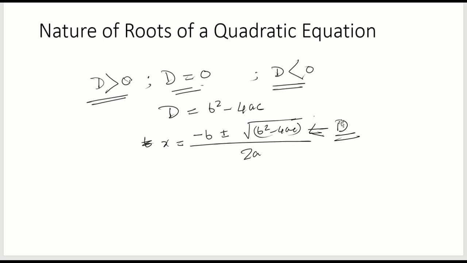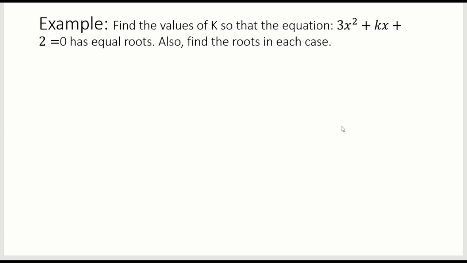Okay, let's go to the next problem. This is a similar problem. Find the values of k so that the equation 3x squared plus kx plus 2 equals 0 has equal roots. So they have said it's equal roots. You need to find out what is the condition for equal roots. You guys know it, right? I just discussed what will be the condition for equal roots. The discriminant needs to be equal to 0. That's the first condition they have already given to you. From there you will get the value of k when you equate d equals 0.